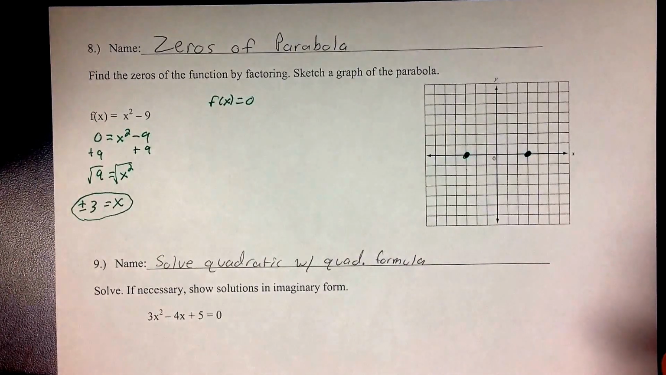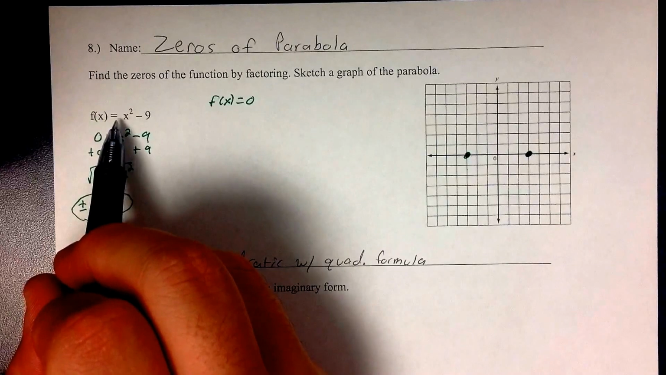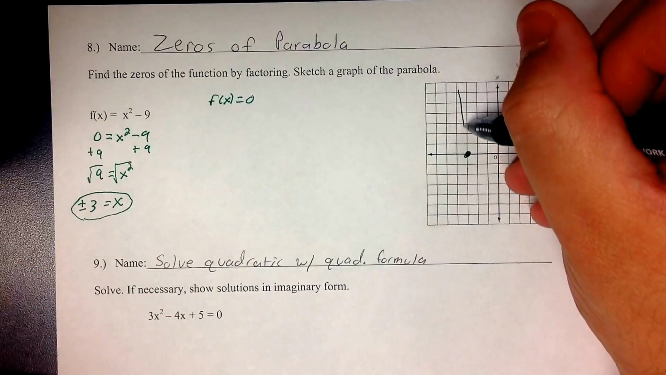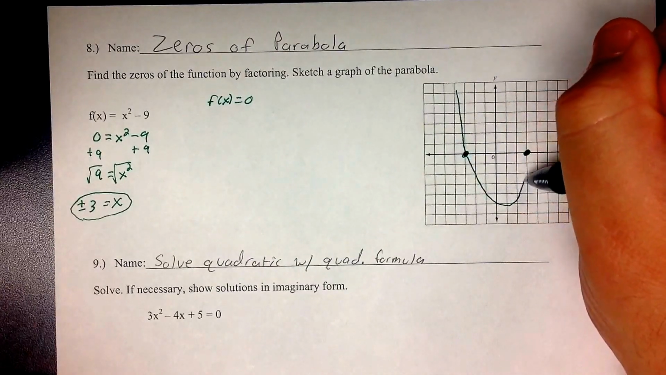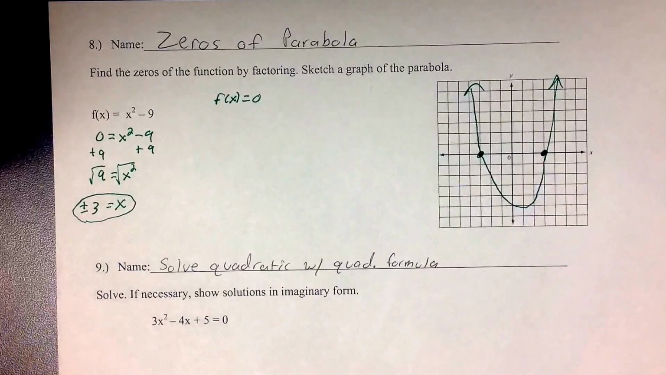Again, I'm just looking for a general sketch here. Since A here is a positive 1, that means my parabola opens up. So as long as you've got the x-intercepts and you give me some sort of U-shaped curve that's in the right direction, you're going to be okay.